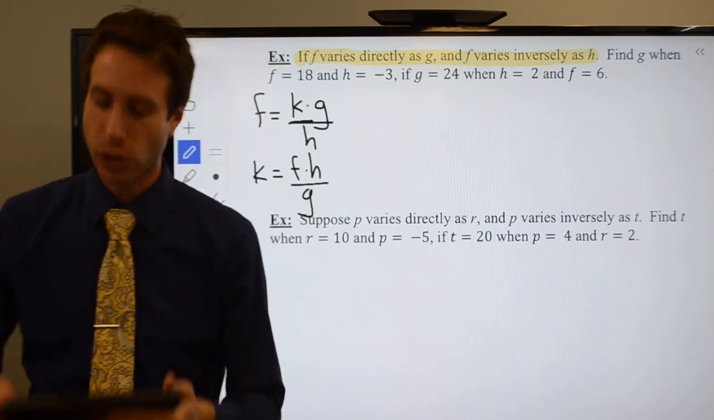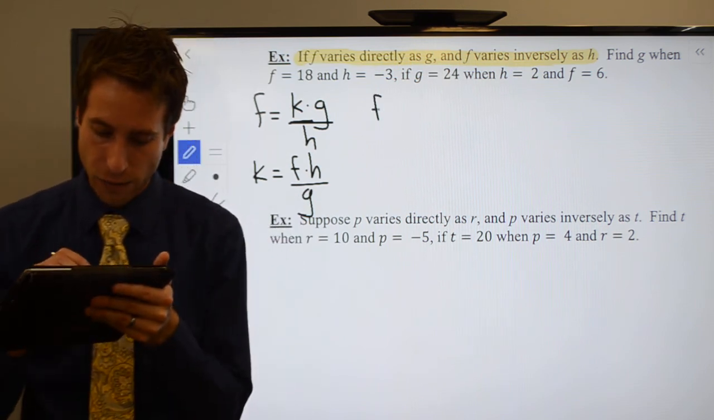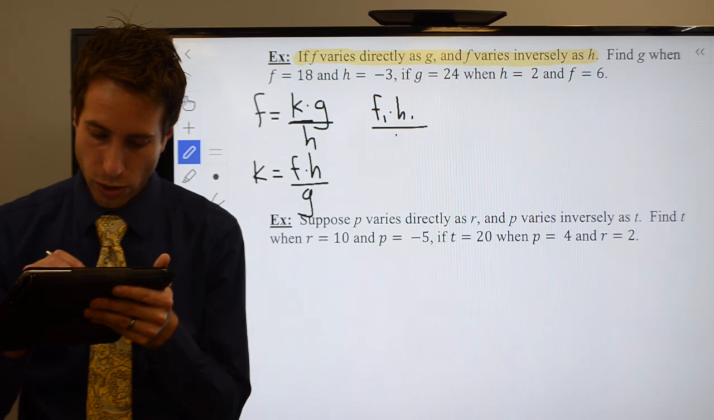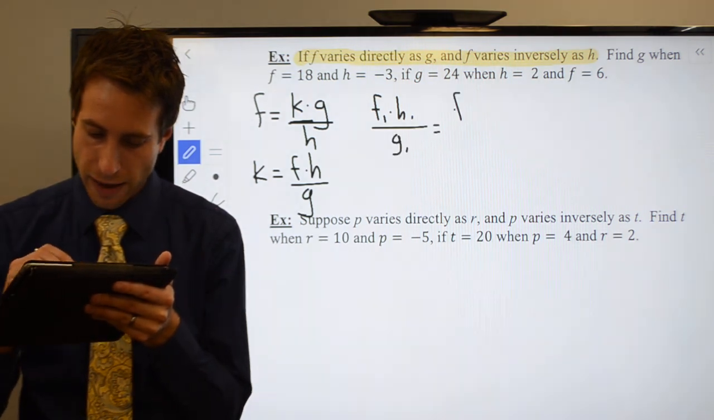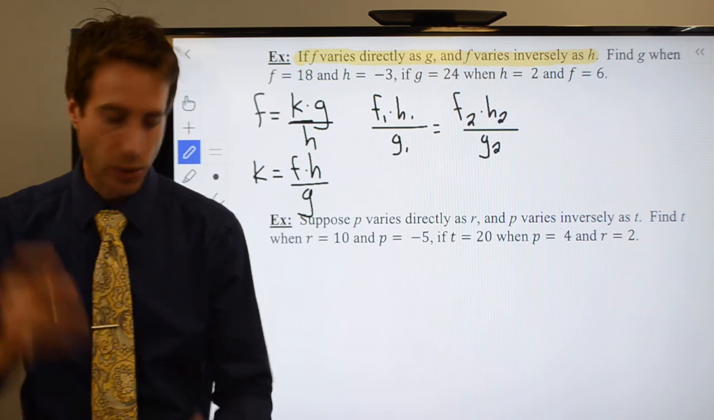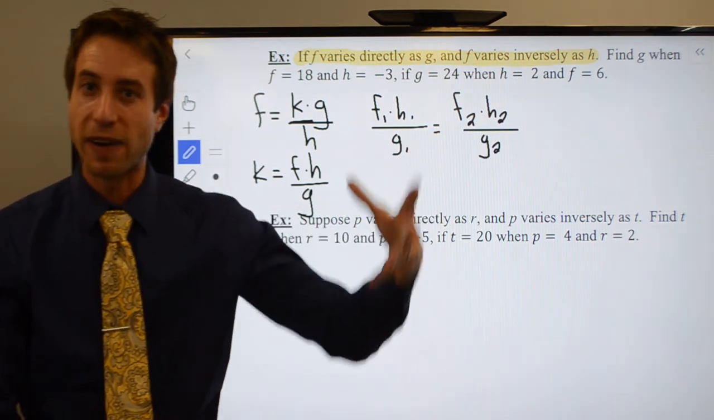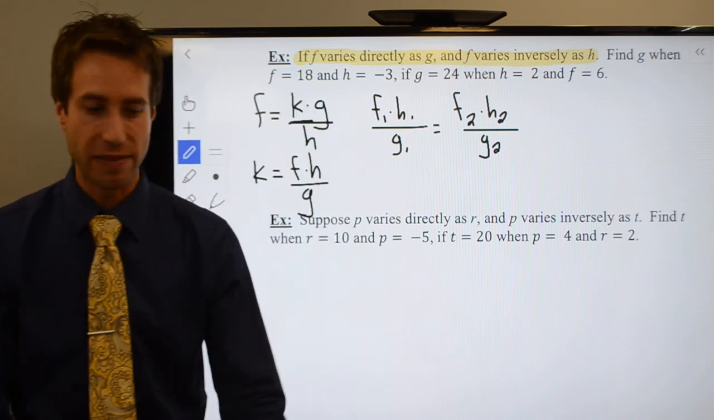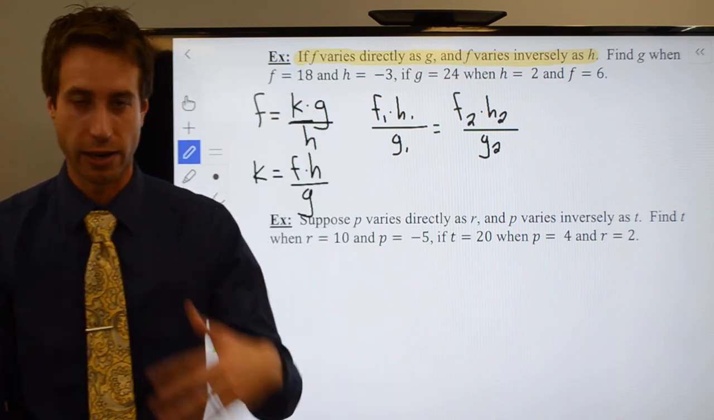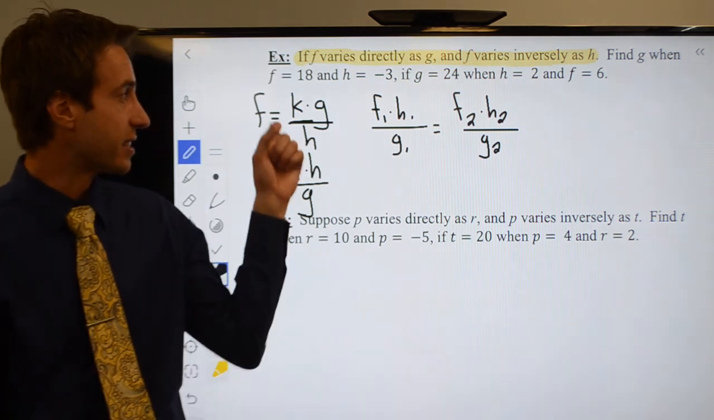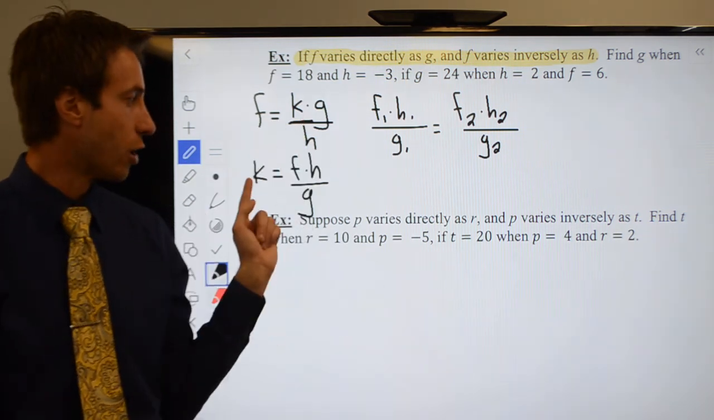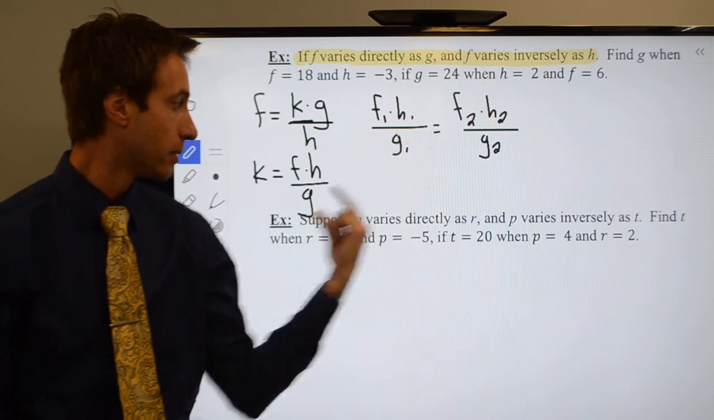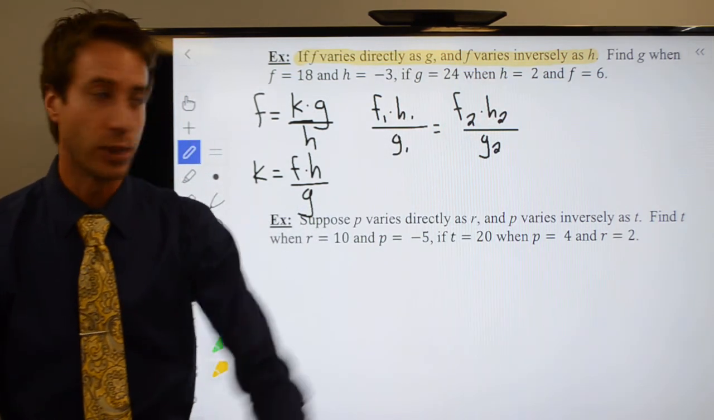I can do my initial and final set of conditions. So F1 H1 over G1 is equal to F2 times H2 over G2. And at this point, because I've got my initial and final set of conditions for F, H, and G, plug in what you've been given. Don't fat finger something on your calculator. Should be good to go. Again, this is the combined variation equation. Solve it for K. Initial set, final set, set them equal to each other.